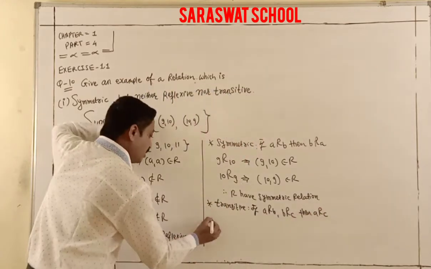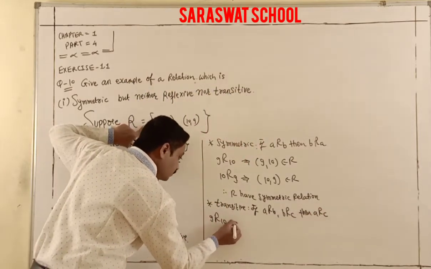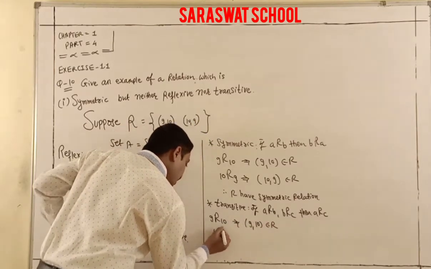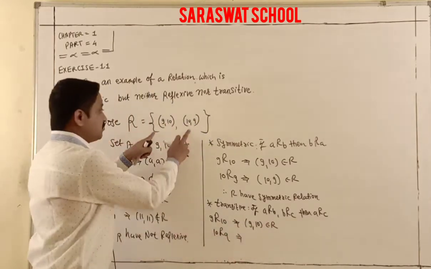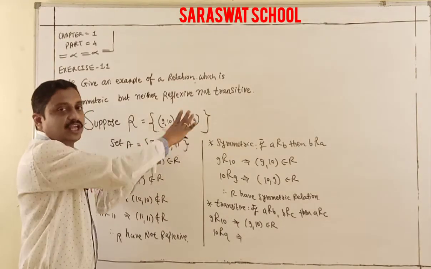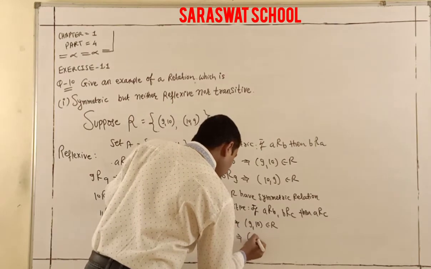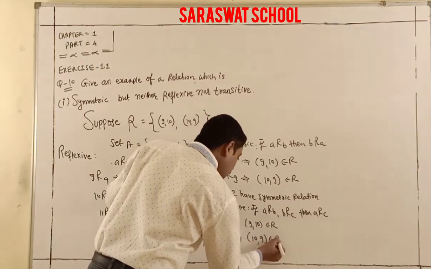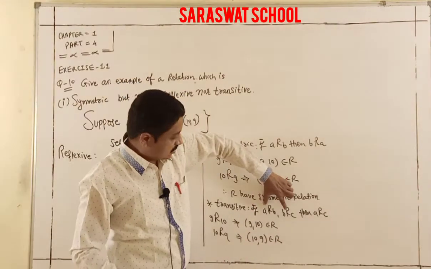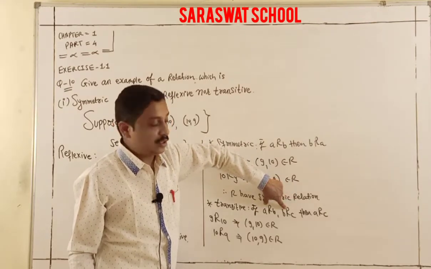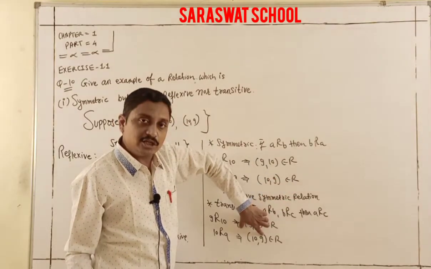I start from here. 9 relation 10 belongs to R. Now 10 to 9. Because I am taking only this criteria, not taking the other number 11, so here 10 to 9 is also in R. Because my condition is that the first two values are true. That's why these two are taken as true.